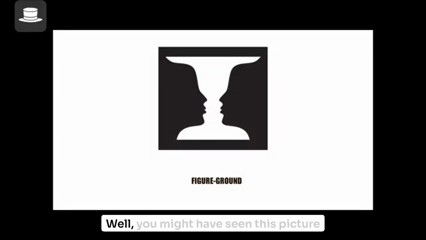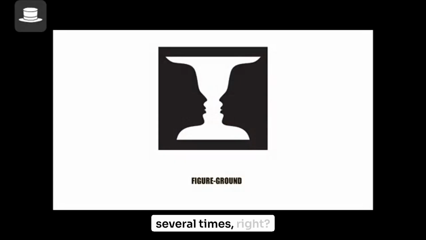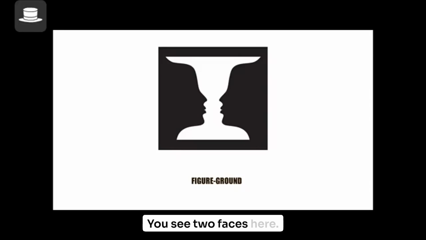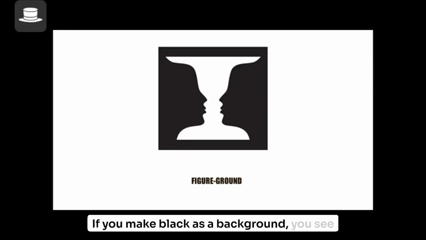Let's look at another example here. What do you see here? Well, you might have seen this picture several times, right? You see either a vase or two faces, depending on what you make out to be the foreground or the figure and what you make out to be the background. Now, if you make the background to be white, what do you see? Well, you see two faces here. If you make black as background, you see the vase. Good job. This is the basic principle of Gestalt.